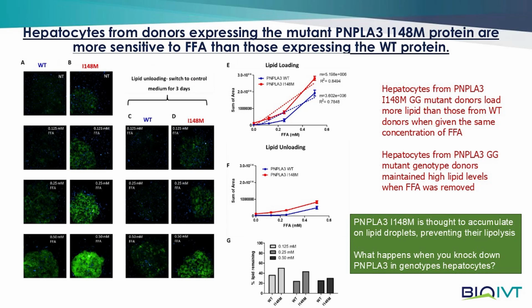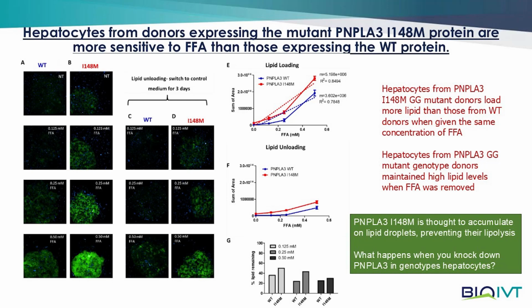And we first just wanted to verify that these donors were behaving as expected. So it's known that these hepatocytes should be more sensitive to lipids than the donors that have the wild type protein, and we found that to be true. If you look on the very, is it the left side for you? The very left side, those are wild type donors. And then right next to it is one of the I148M genotype donors. That's the increased risk donor.